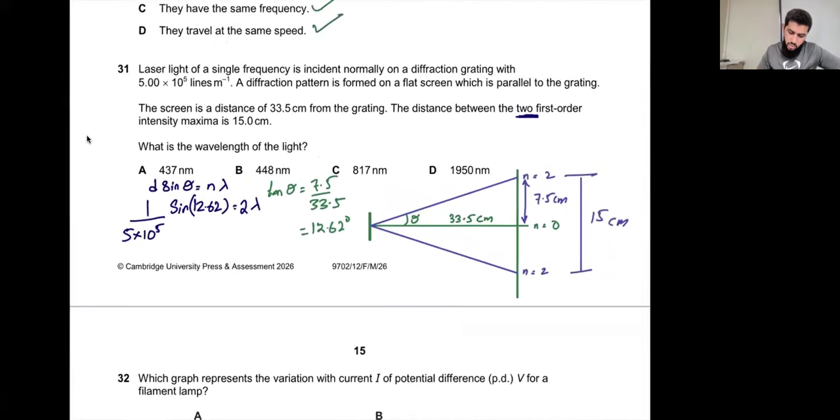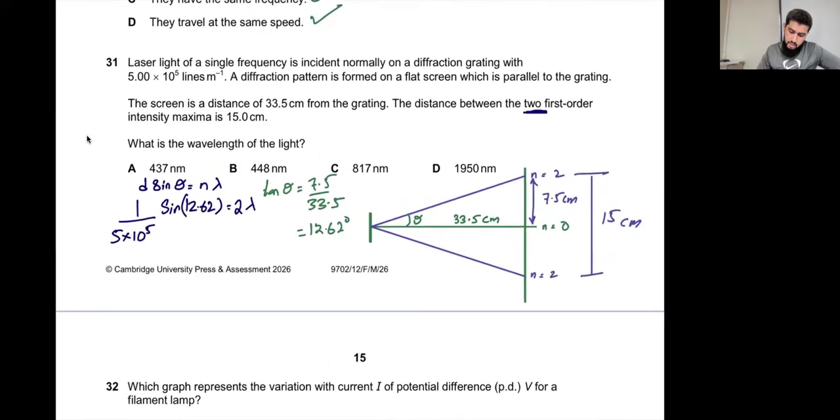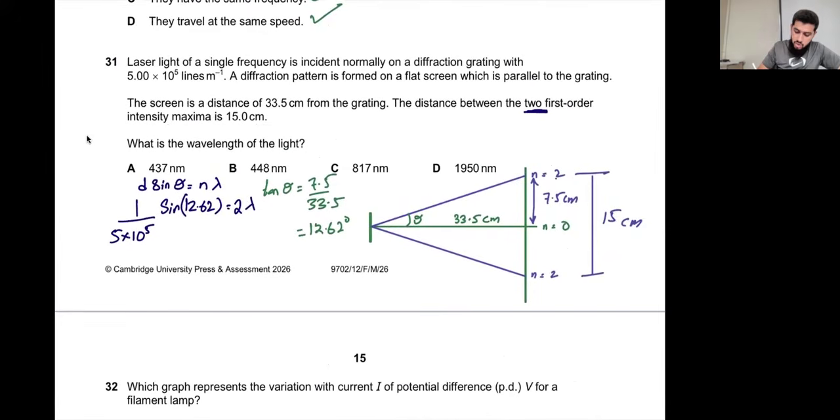Here, let me have a look at it. Two first order. Sorry, I made a mistake here. This is two first order. Okay. N is equal to 1. You are right. And that means this here will be 1. Misread it.